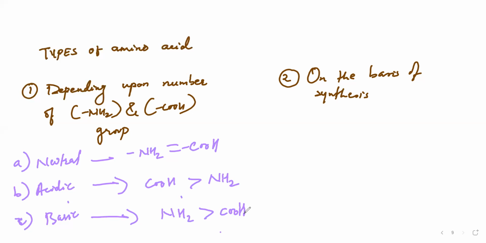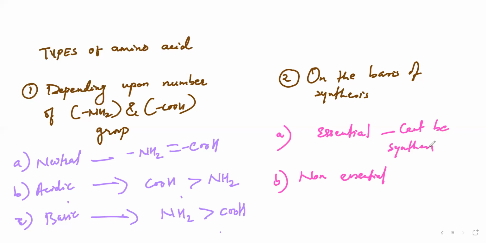And the second one is on the basis of synthesis. So synthesis, again, two types are there. One is the essential and second one is the non-essential. So essential means what? Can't be synthesized by our body, hence it should be taken up via the diet. Whereas non-essential means it can be synthesized by our body, hence need not be taken externally by the diet.